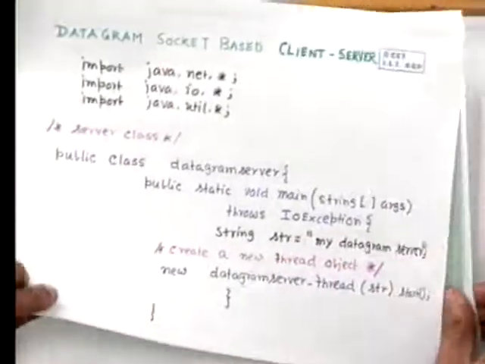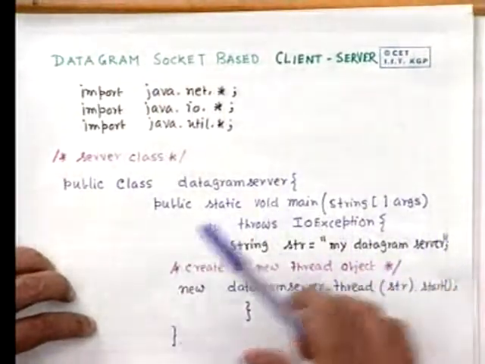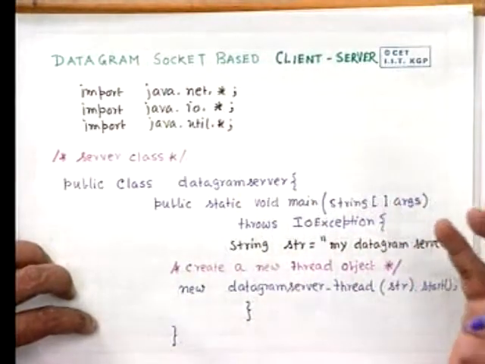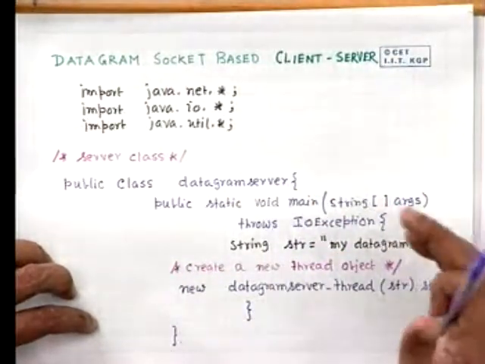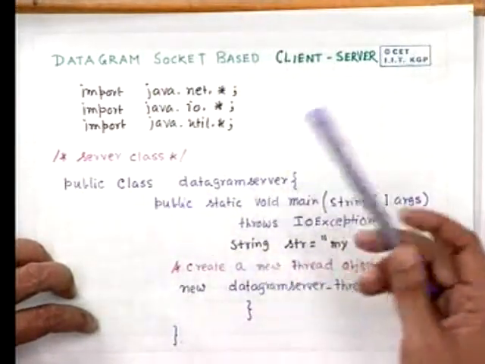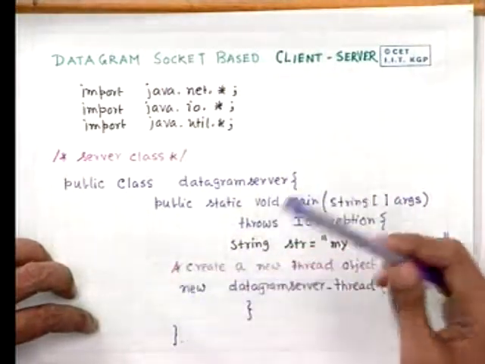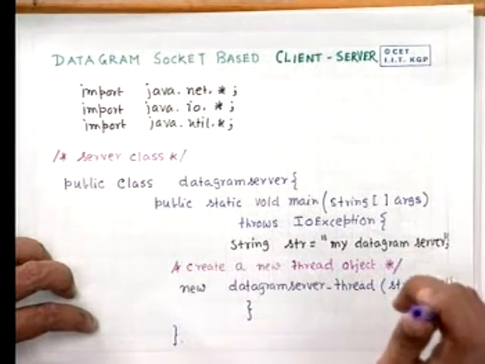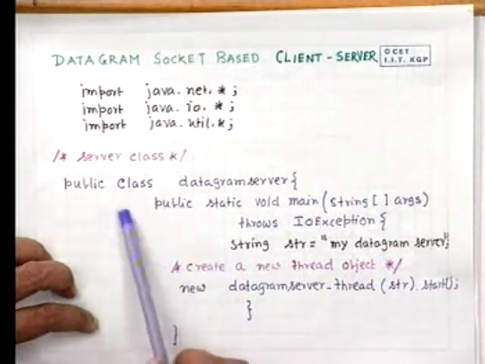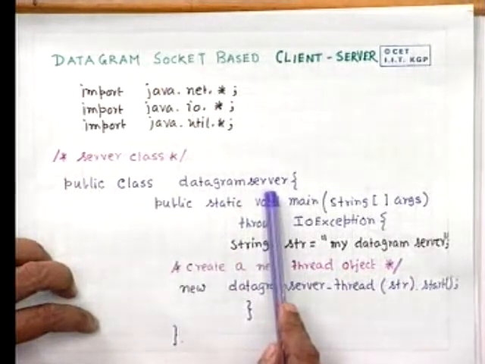In this case, we want the server to read from a file, and as a request from the client comes, it will read from the file and send whatever is read to the client. Later on, a more sophisticated server will probably read from a database after getting the client's request and then send the result back to the client. Now in this example, if you look at it, this is a server class. We are creating a public class, DatagramServer.